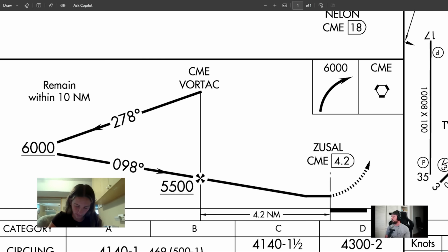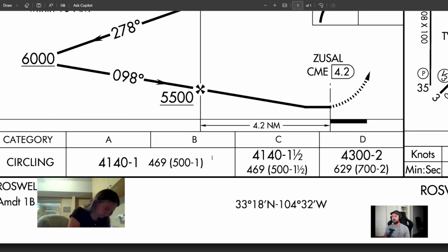So for VDP, a real back of the napkin rule of thumb is to divide your minimum descent height, or your MDH, not your MDA, your MDH, so this 469 or 500, whatever you prefer, and divide it by 300. That's going to give you roughly a 3-degree path. So 500 divided by 300 is ballpark 1.5.